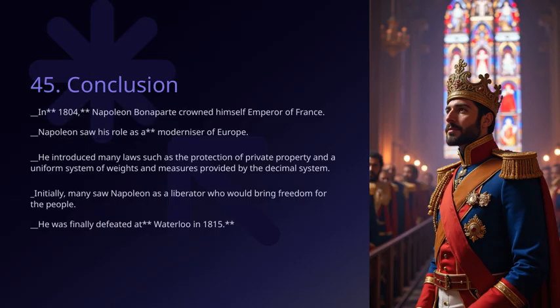Initially, many people viewed Napoleon as a liberator, someone who would bring freedom and stability after the chaos of the revolution. But as his power grew, so did his ambitions, leading to widespread conflicts across Europe. Ultimately, his quest for dominance ended at the Battle of Waterloo in 1815, where he was finally defeated. This slide reminds us how Napoleon's leadership was complex. Initially seen as progressive, but ending in downfall, and how his impact on law and reform still echoes today.